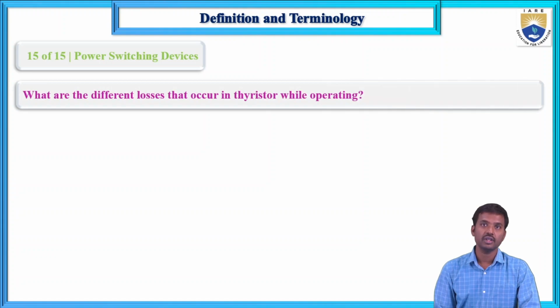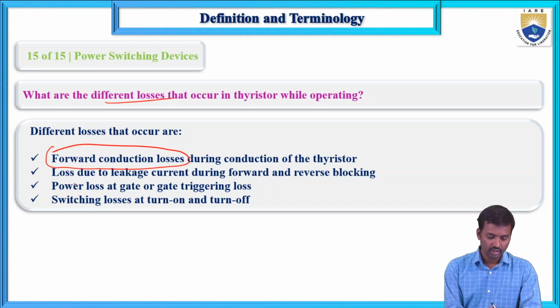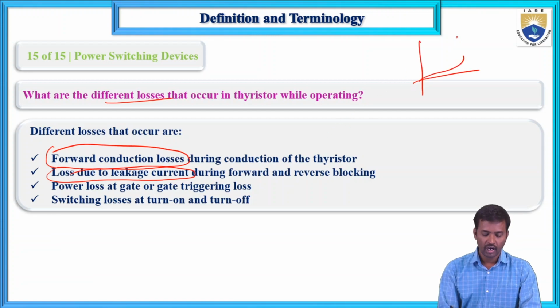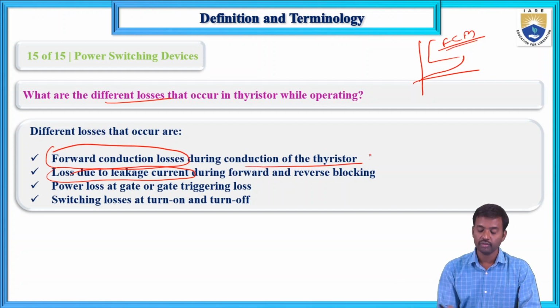What are the different losses that occur in the thyristor while operating? These are the four operating losses. The first one is forward conduction loss, and next, loss due to the leakage current. In the forward conduction mode, the current flows in the thyristor, so because of the anode current there is I squared R loss during conduction. Then there is loss due to the leakage current, and power loss at the gate, or gate triggering loss.